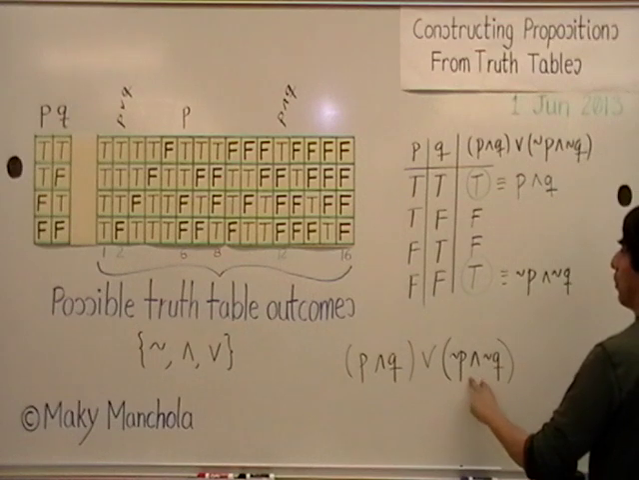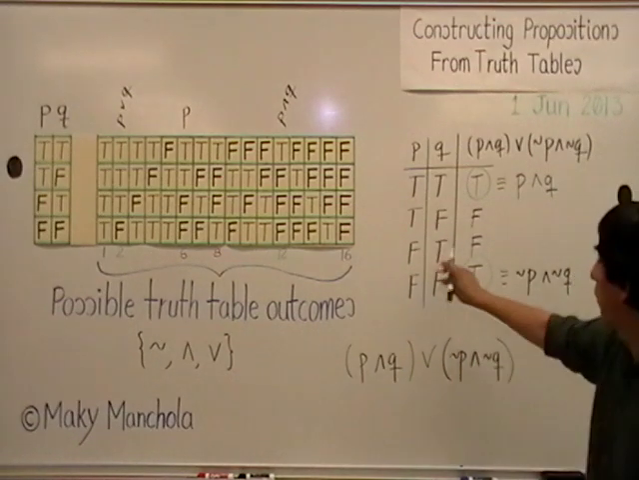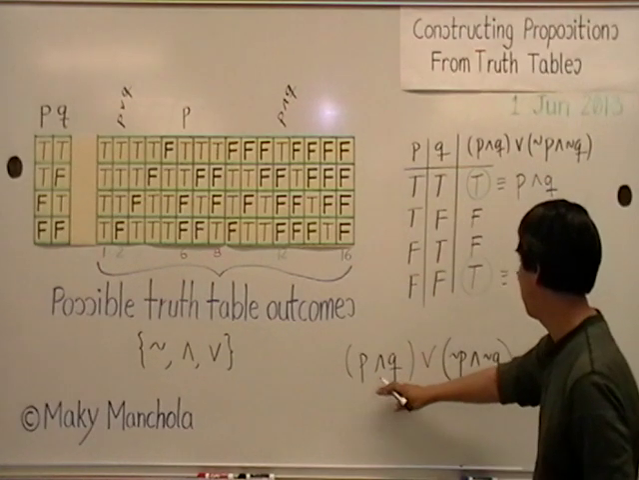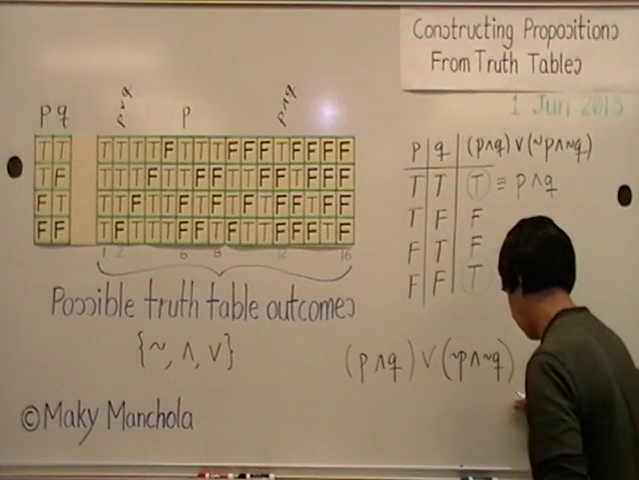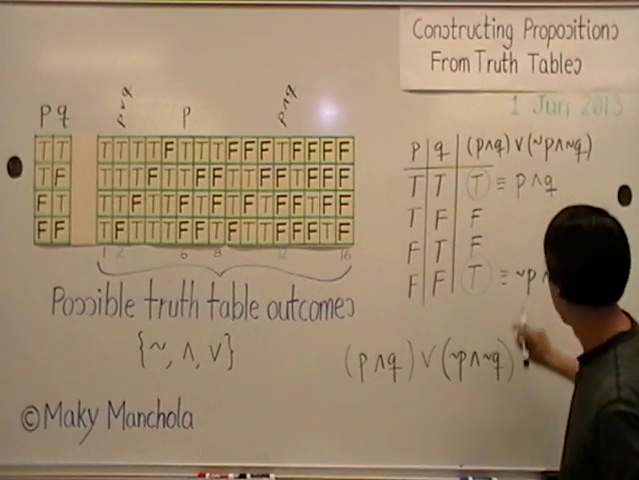Here both have to be false. That didn't happen here. Similarly, for the third case, false, true. So what happens is, the only cases that you get this proposition to be true are the cases where we built this from.